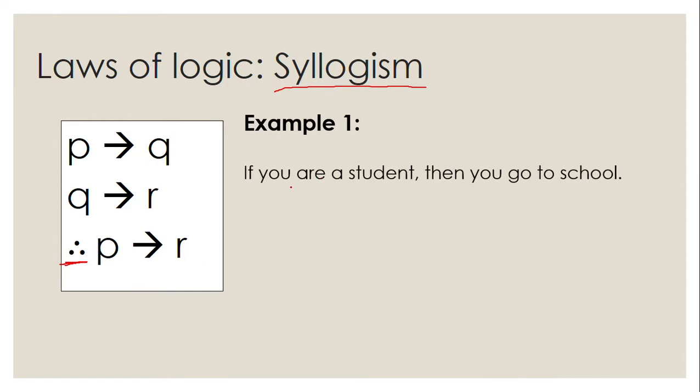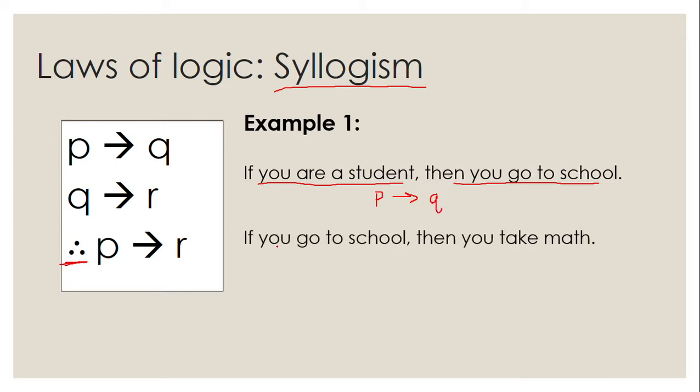Here's our first statement. If you are a student, then you go to school. So if you are a student, that's P, then you go to school. We're going to call that Q. So P goes to Q. All right. Then we have another sentence. If you go to school, so hey, look, that's the same as this one up here. So that's Q again. So Q goes to, so if you go to school, then you take math. That's something new. So we're going to give it a new letter. We're going to call it R.